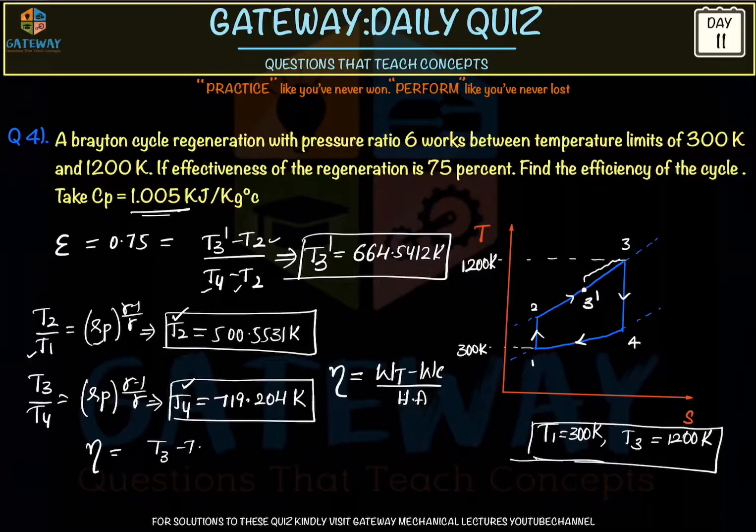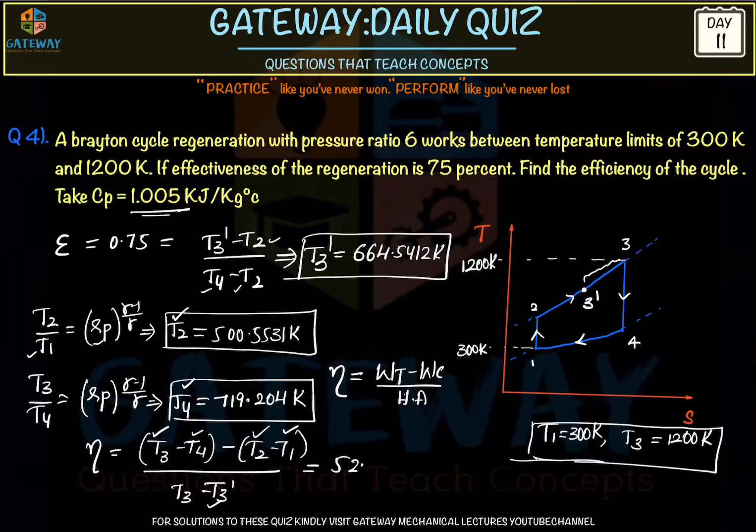In terms of temperature, since it is air, Cp will get cancelled. So work done by turbine can be written as T3 minus T4, minus the work done by compressor, which is between 1 and 2, nothing but T2 minus T1, upon the heat added, which is between 3 dash and 3 in the combustion chamber. So it is T3 minus T3 dash. All the temperature values were known: T3, T4, T2, T1, T3 dash. Once we substitute all the temperature values, we'll get the efficiency value as 52.34%.